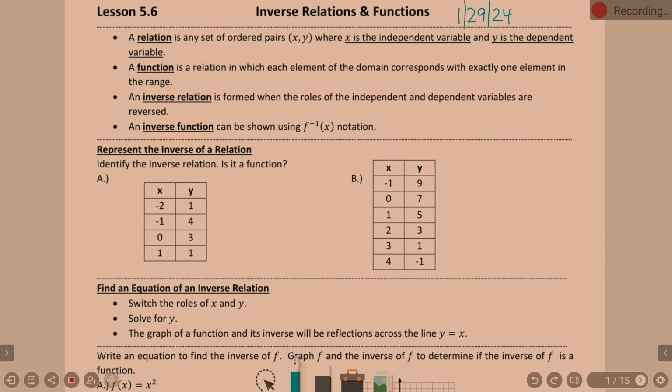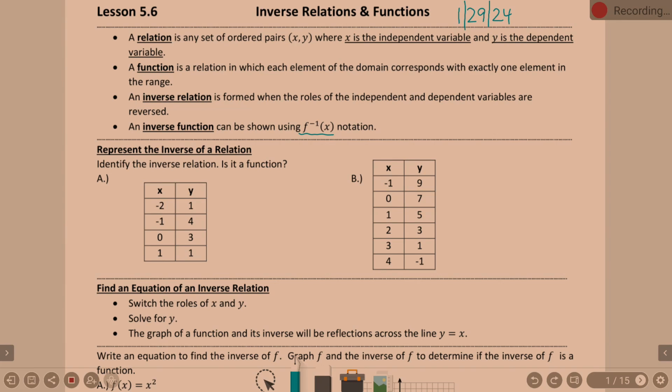An inverse relation is formed when the roles of the independent and dependent variables are reversed. So basically when you take your x values and your y values and you switch them. That's an inverse, okay? X and y switch. And then inverse function notation, instead of saying f of x, we generally use f inverse of x. And it kind of looks like f to the negative 1 power of x. But that is our general inverse relationship, okay?